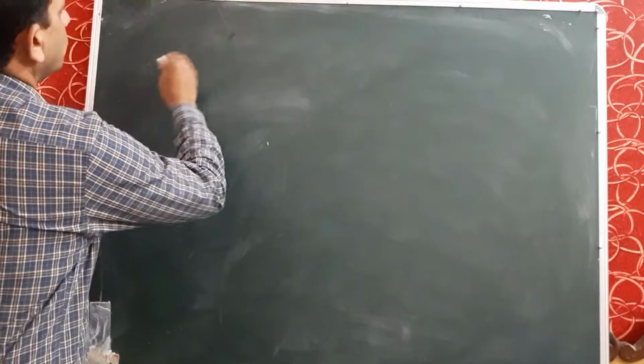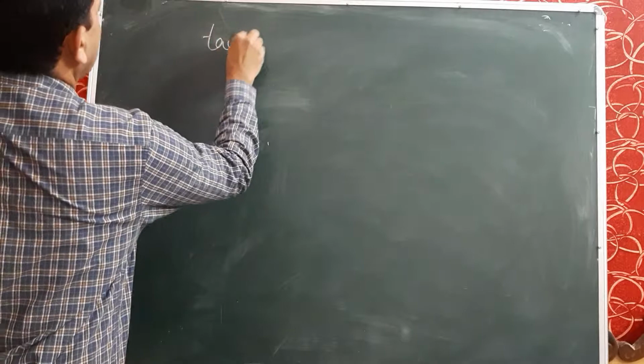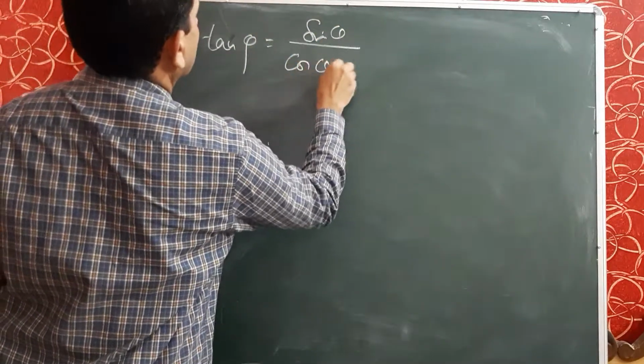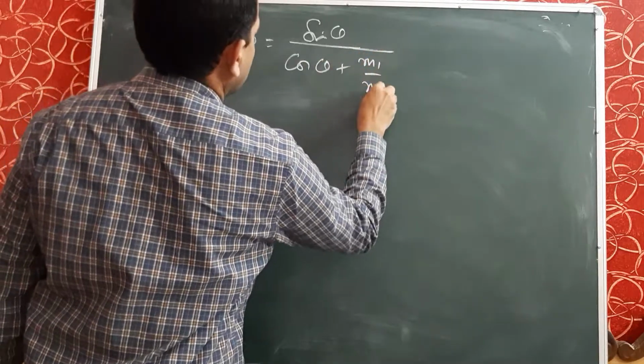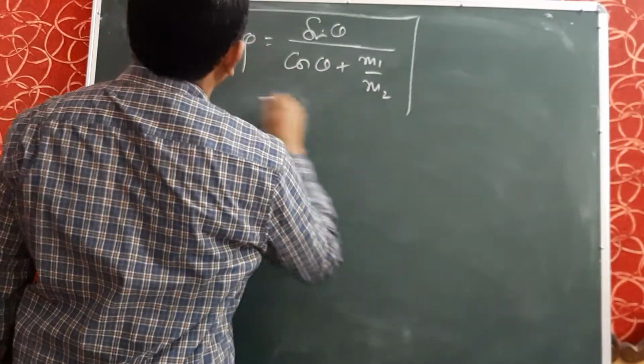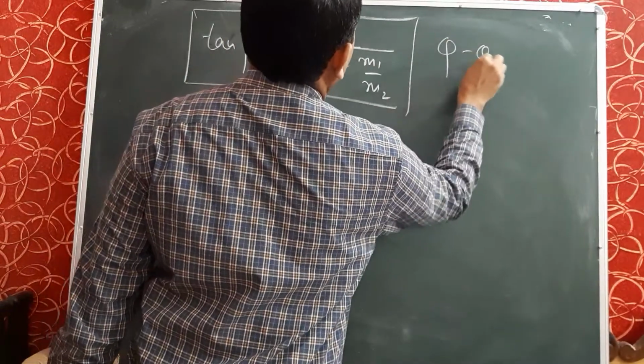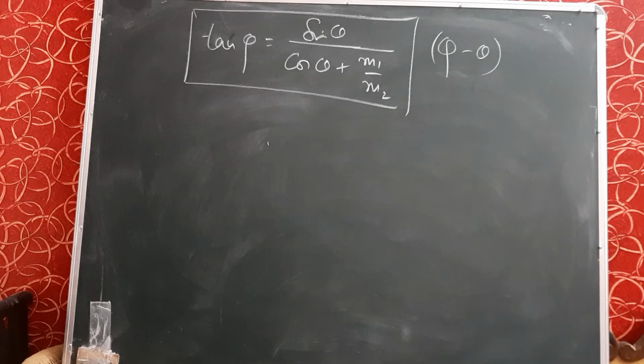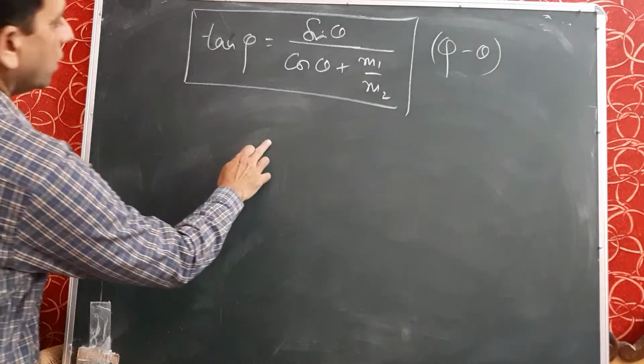Now we will discuss the special cases for the angle of scattering in lab frame and center of mass frame. We have already proved that tan phi is equal to sin theta over cos theta plus m1 upon m2. This is the relation between phi and theta. We will discuss the special cases which are possible for two masses.